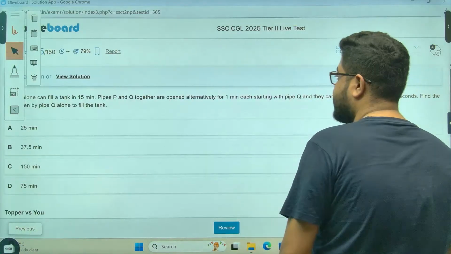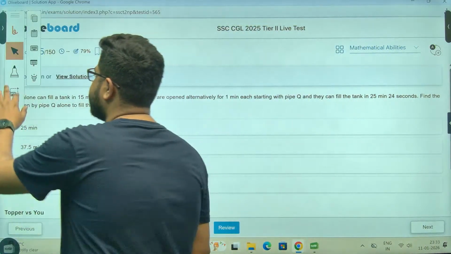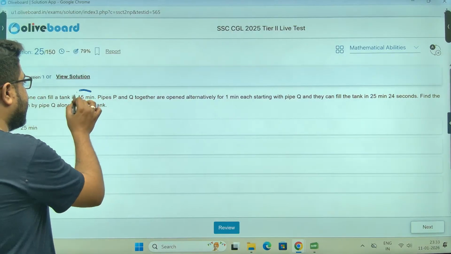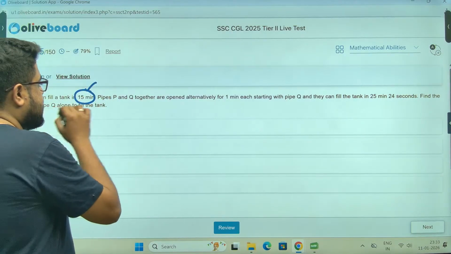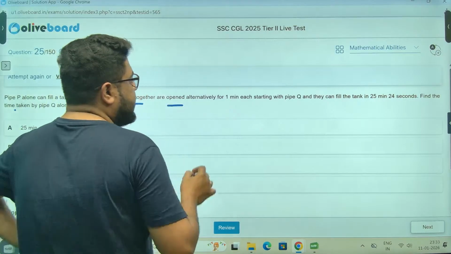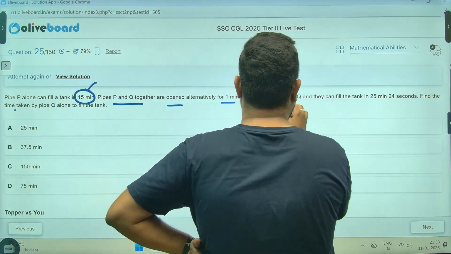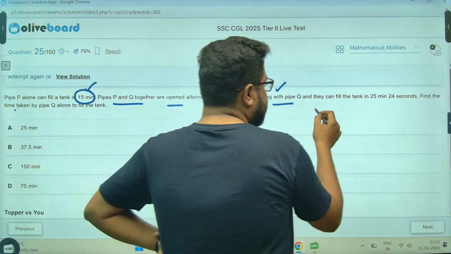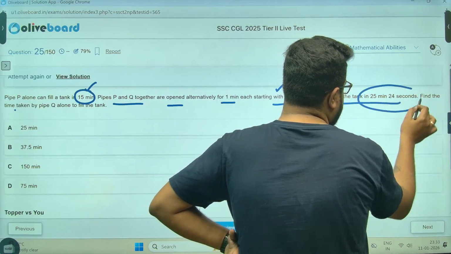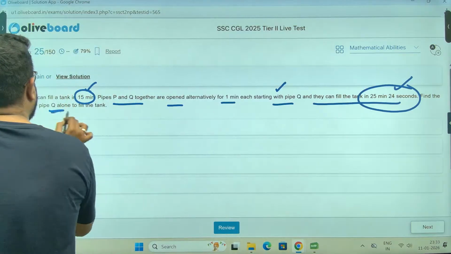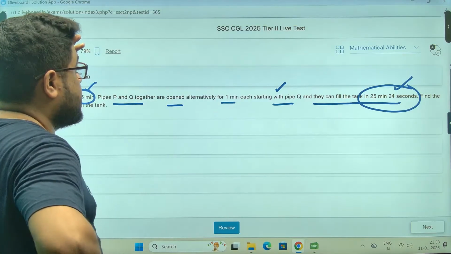Done. Moving on, sir. Chalo. Pipe P alone can fill it in this many minutes. P and Q together are opened alternatively 1 minute each, starting with pipe Q. They can fill in these minutes. Okay, this is a good question, sir. Very good question, this one.